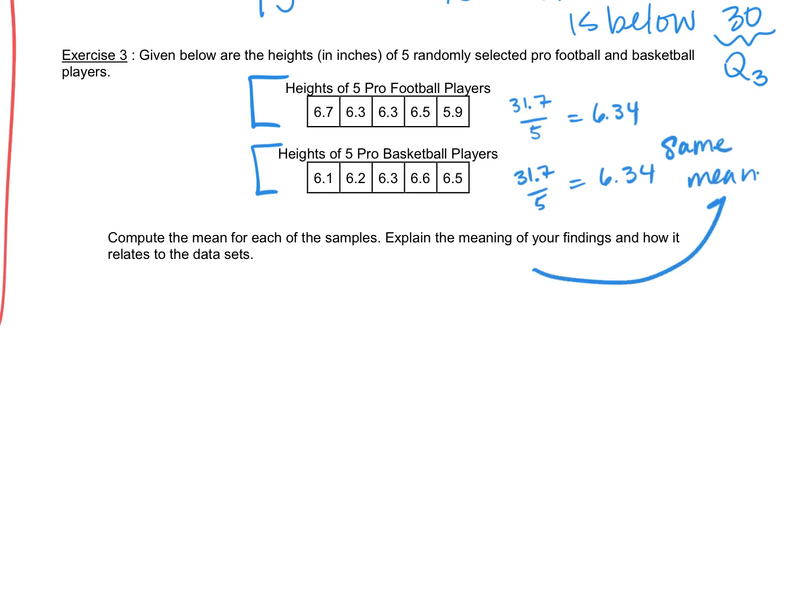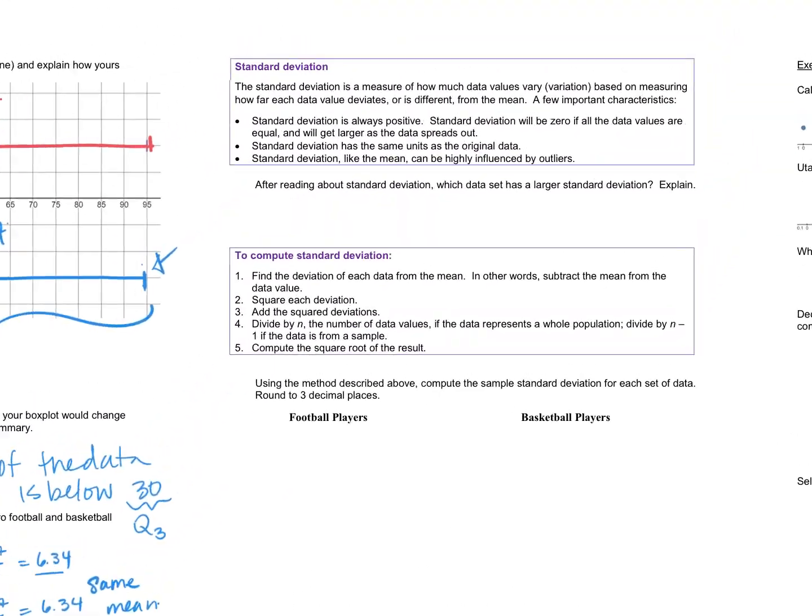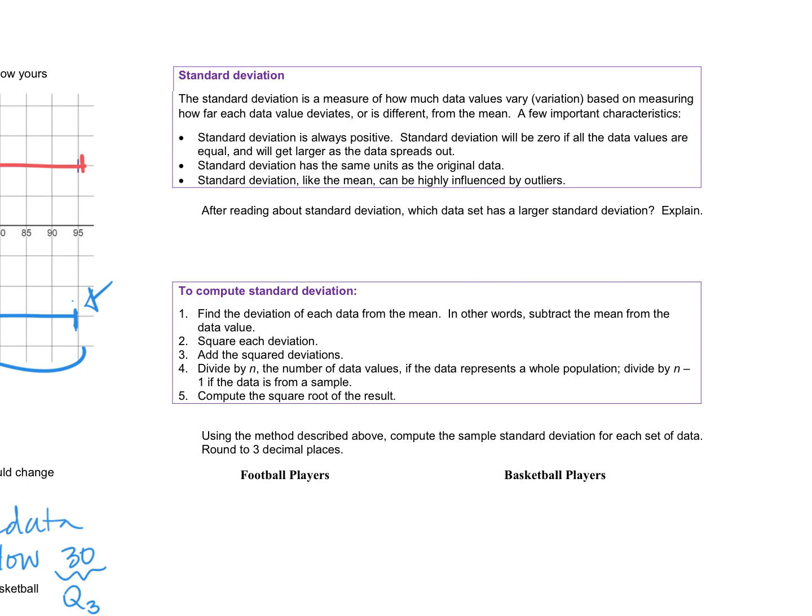And so it's kind of interesting that we have the same mean, so it seems like the same kind of center of data. But if you look at the basketball players, all of those are above 6 feet, 6 point something. The pro football players, there's even one that's down to 5'9". So what we want to think about is, are these good representations for our center? And so what we want to do is look at this idea of standard deviation. And so these are the definitions from your book.